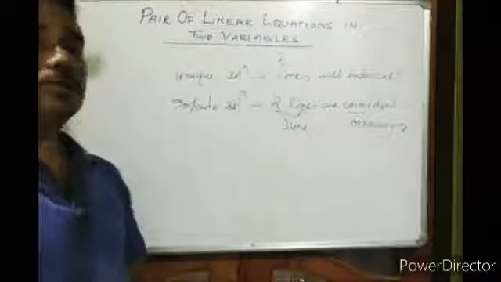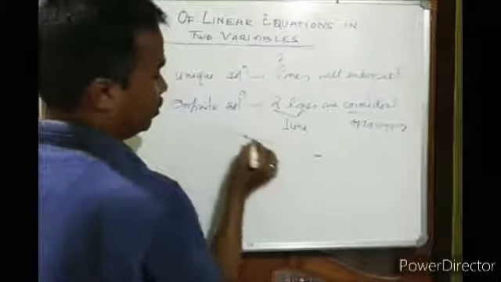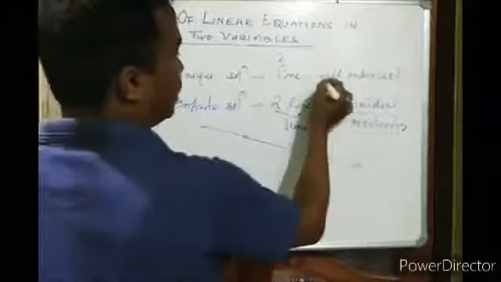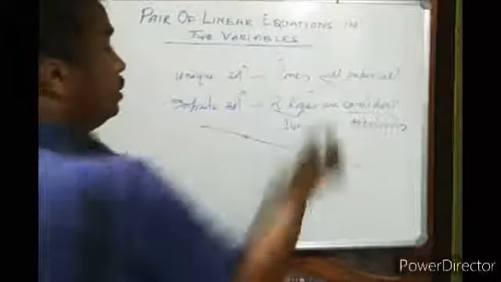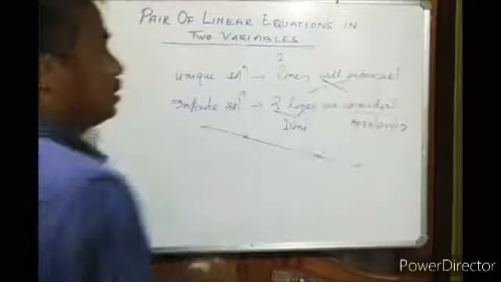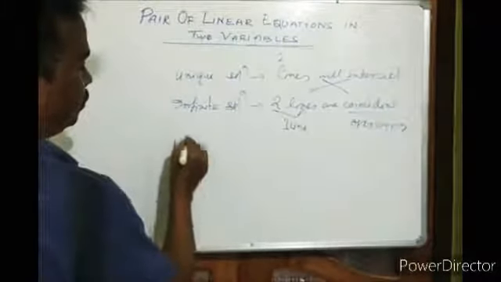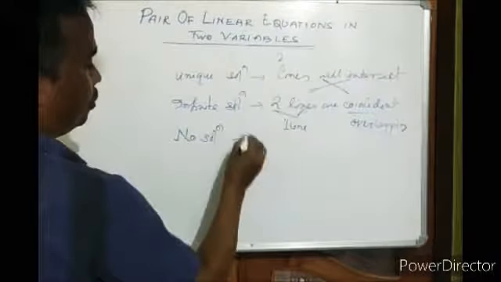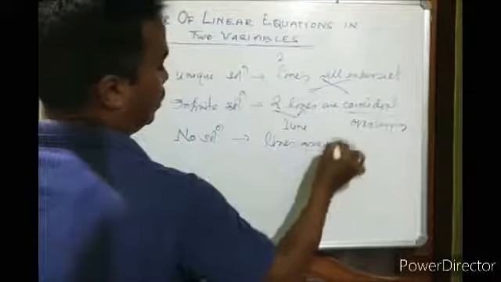If infinite solutions, the lines will go like this. Both the lines will be overlapping, and in the other case lines will intersect. If we draw the lines on graph paper for the equations, then they will intersect. We can check that. And finally, in case of no solution, the lines are parallel.